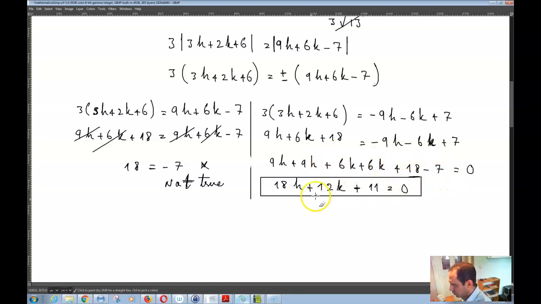so now if the line that I want to find the equation of has slope negative 3 to 2, that means that negative a to b is equal to negative 3 to 2.